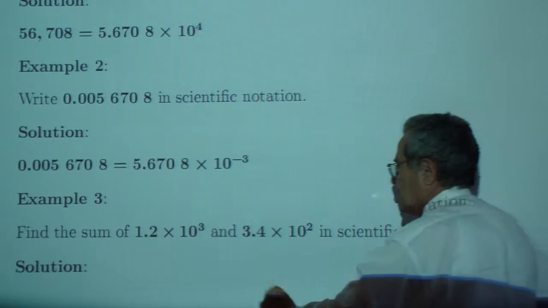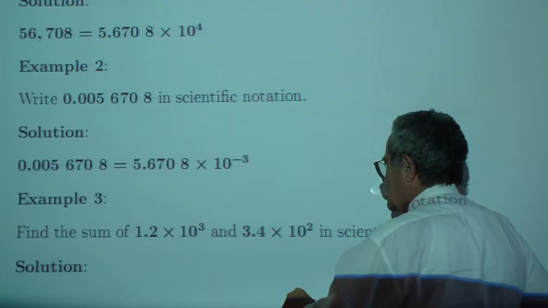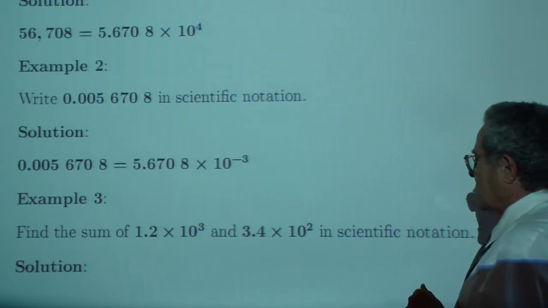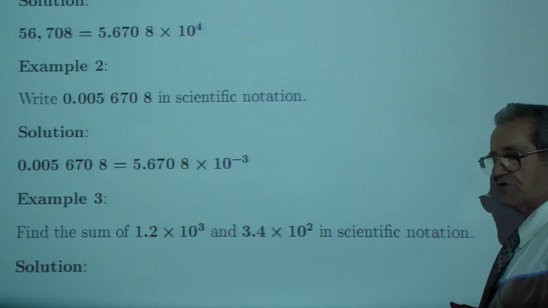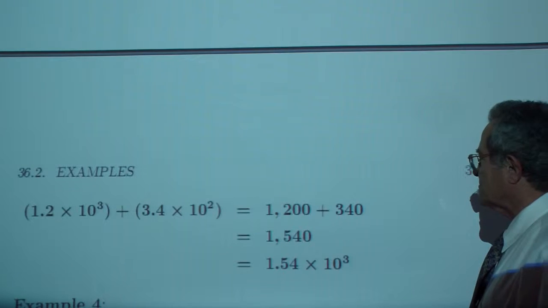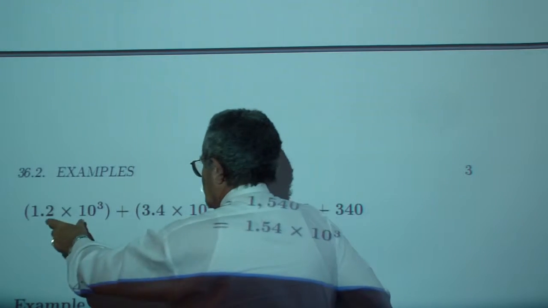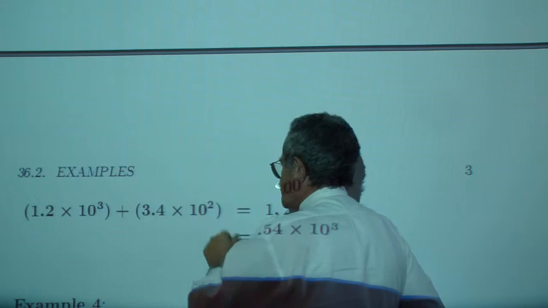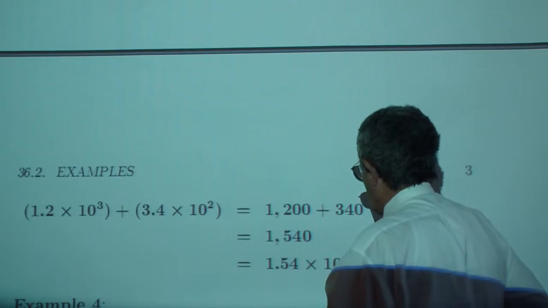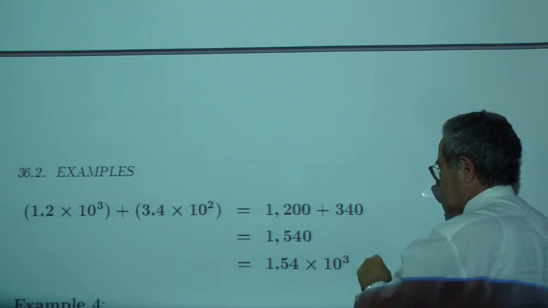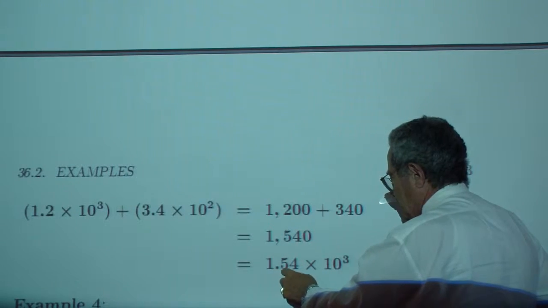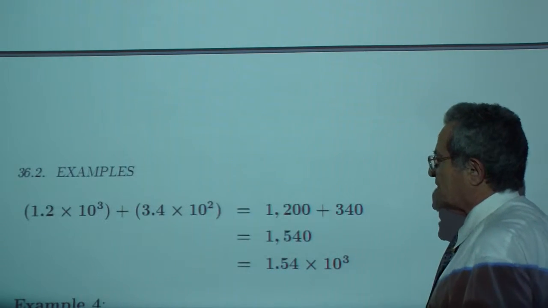Find the sum of 1.2 times 10 to the 3 and 3.2 times 10 to the power 2 and write the result in scientific notation. Be careful. 1.2 times 10 to the 3 plus 3.2 times 10 to the 2. Don't add 1.2 to 3.2, because you have 1,200 plus 320, which gives you 1,520, or 1.52 times 10 to the 3.